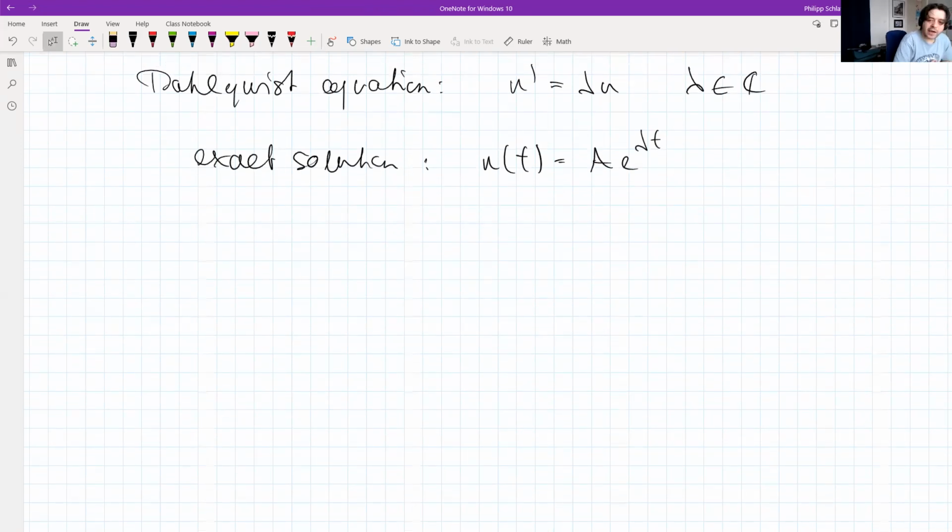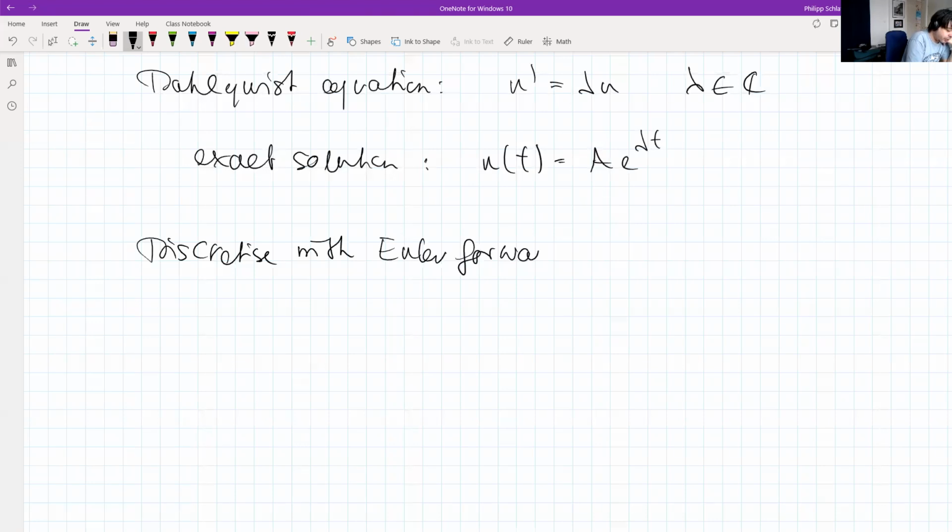Okay, so now that we have this, we would like to see what happens if I do a numerical approximation to this equation. So I do a discretization. So I discretize with the Euler forward scheme. The Euler forward scheme is really the most straightforward numerical scheme that you could think of for the integration of a partial differential equation. It is just one-sided finite differences for the derivative.